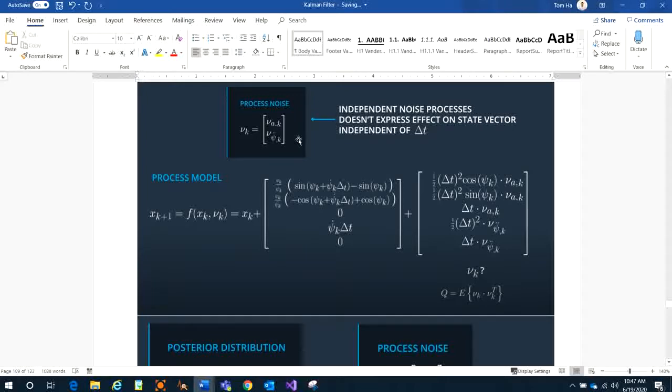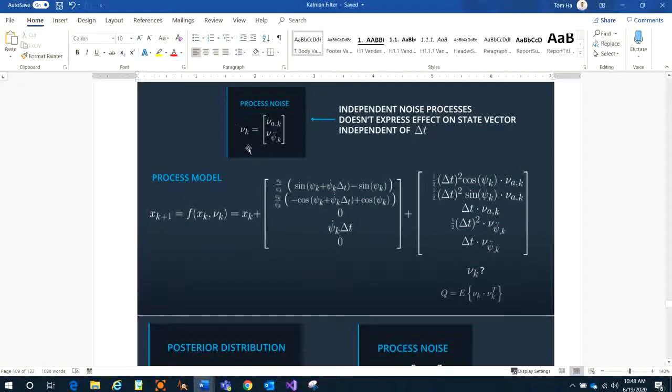But sometimes you see people write the process noise like this right here, the mu a and mu yaw acceleration. Why? When we write something like this, we mean an independent noise process. That doesn't express any effect on the state vector independent of the delta t, right? So every time we talk about UKF, Unscented Kalman filter, with process noise, we talk about the process noise.